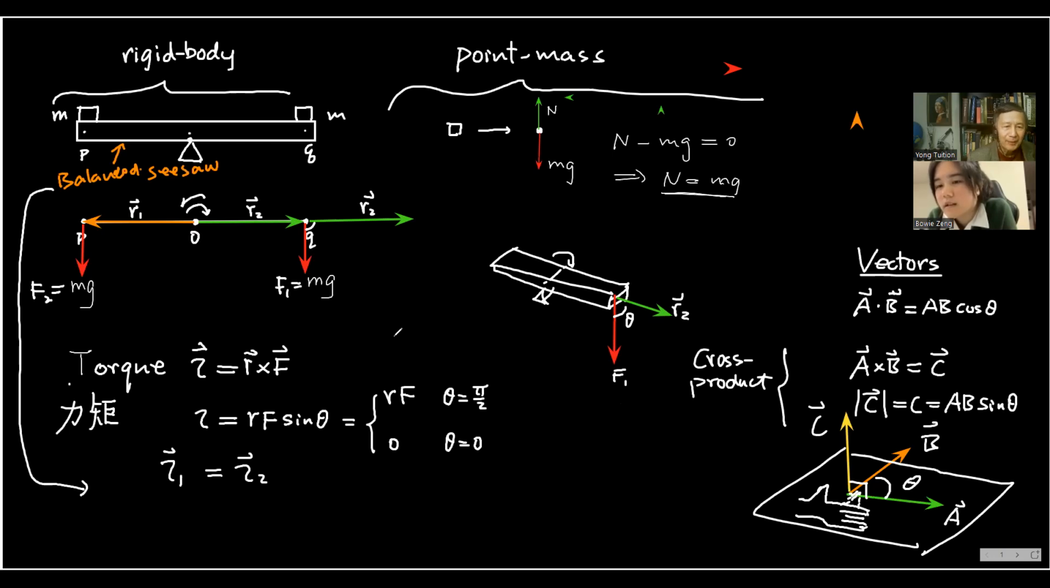Yeah, but I probably made it too complicated. Can we call it F2? This is F1, F2, which makes it consistent. So in this case, the torque will be in the direction into the page. That will be torque 1, torque 2. Can you see?